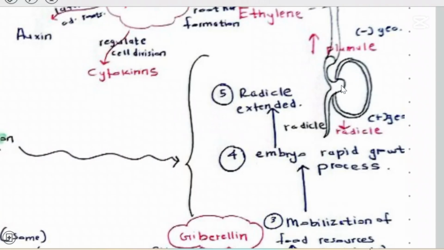So the part that extends downward is called the radicle. That's going to later become the root part. Plumule is going to form the shoot. Okay. So this radicle is the one that extends first. So right after embryo starts rapid growth, radicle is going to extend first.